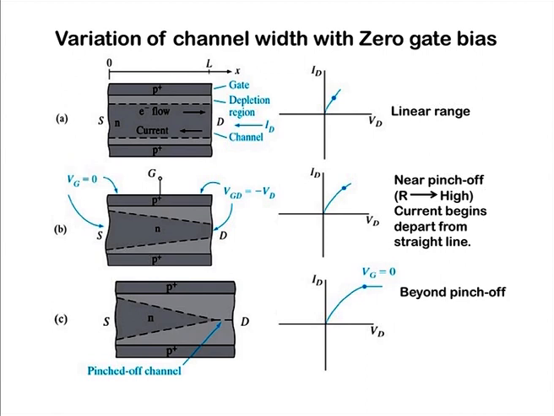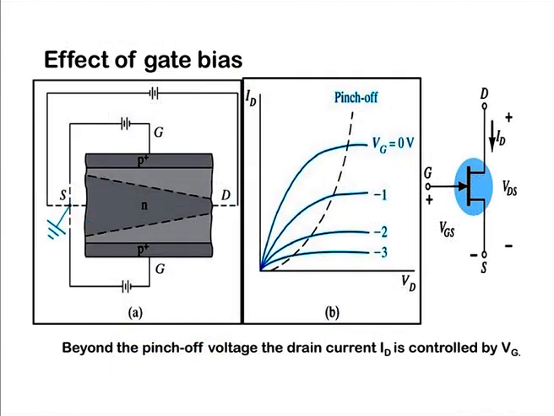Now, if we increase the voltage, our depletion width will change towards the source side, but the resistance is already at its maximum here. So, the current will saturate. In this case we have not applied any gate voltage. Now, if we apply the gate voltage, what will happen?